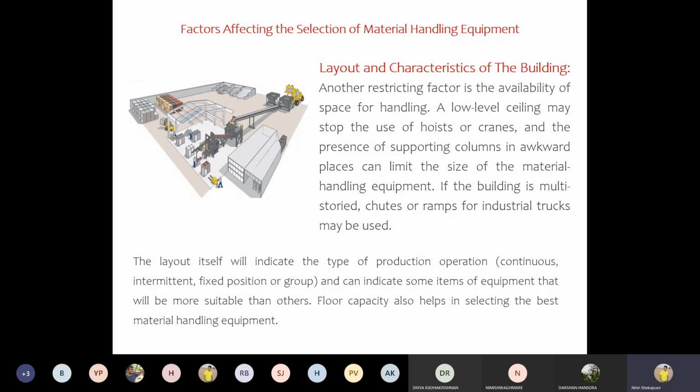We can bring them inside and assemble them inside. That we can do. But what if that particular equipment is moving? Then it needs a substantial space to move. So that consideration we need to take while selecting the material handling equipment. At the same time, the layout itself will indicate the type of production system.